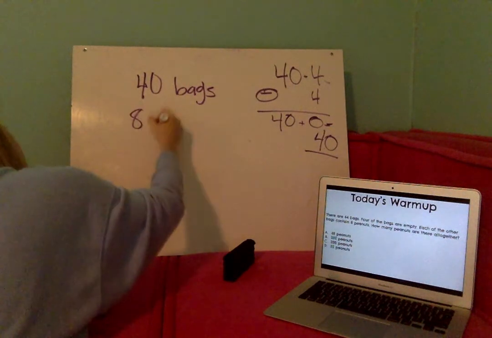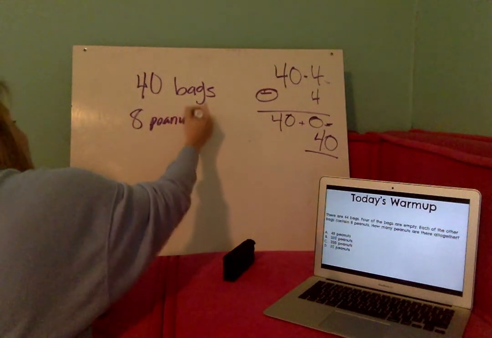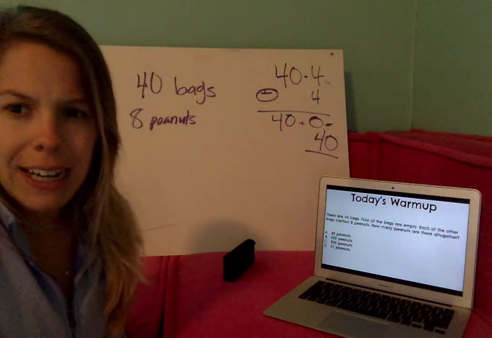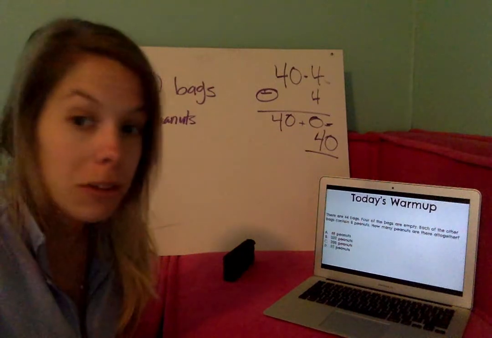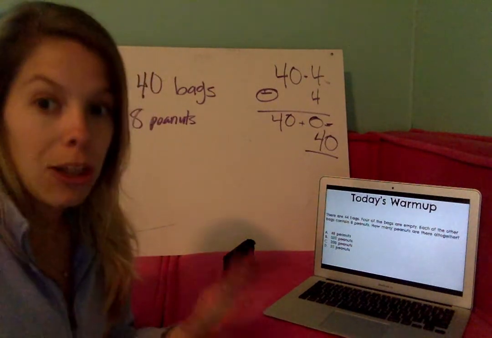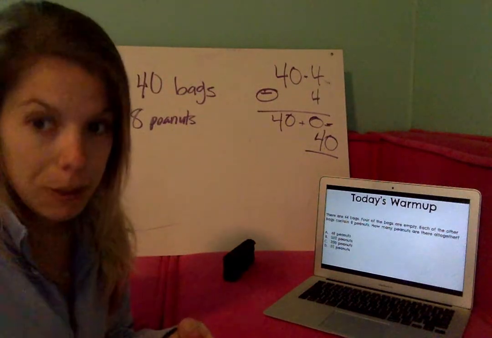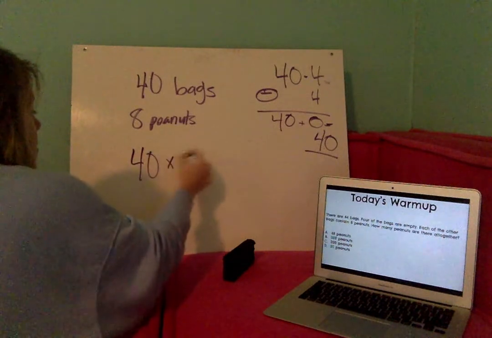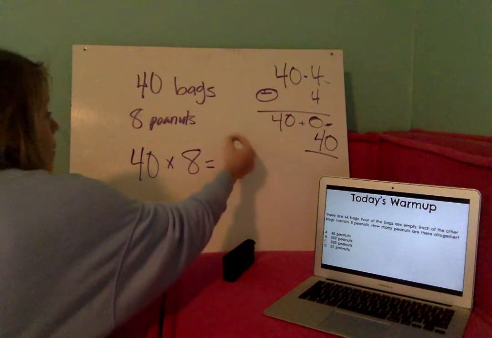and 8 peanuts in each bag. So are we multiplying or are we dividing? We don't know the total amount of peanuts. That's what we're looking for. So if we don't have the total, we should know that we are multiplying. So we are going to do 40 times 8 to get the amount of peanuts.